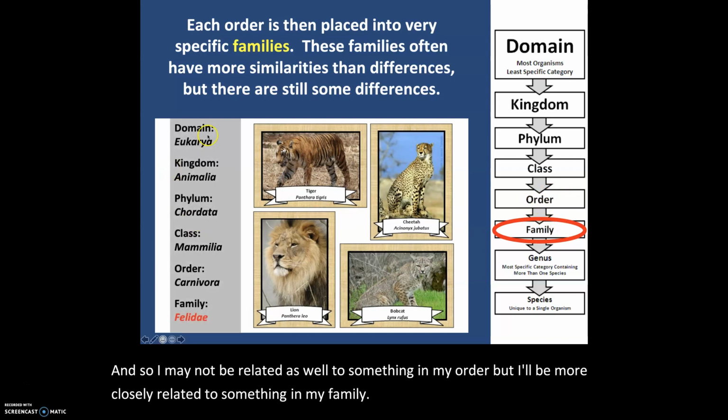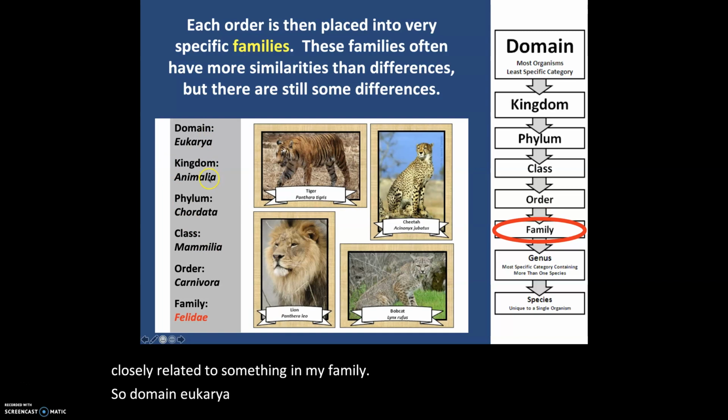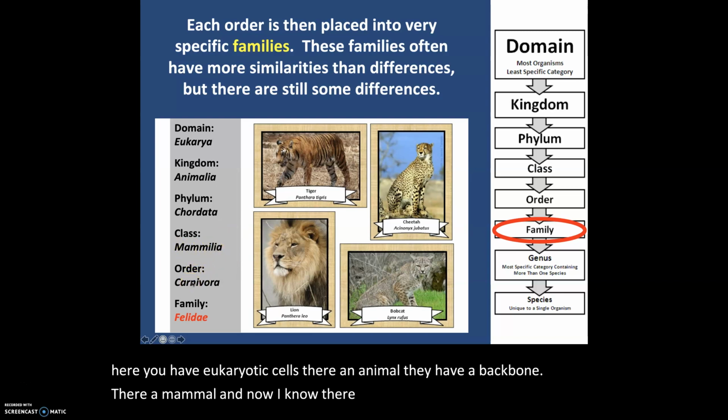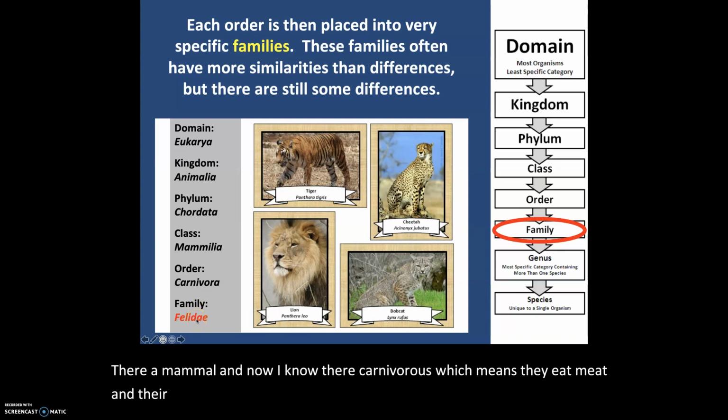So, domain Eukarya, kingdom Animalia, phylum Chordata, class Mammalia. So from here, you have eukaryotic cells. They're an animal. They have a backbone. They're a mammal. And now I know they're carnivorous, which means they eat meat. And their family is Felidae, which means they're probably in a feline family.